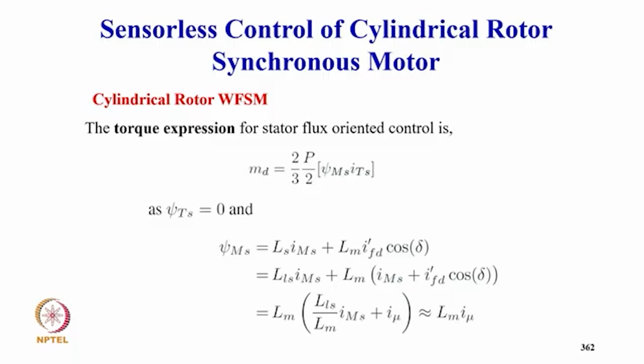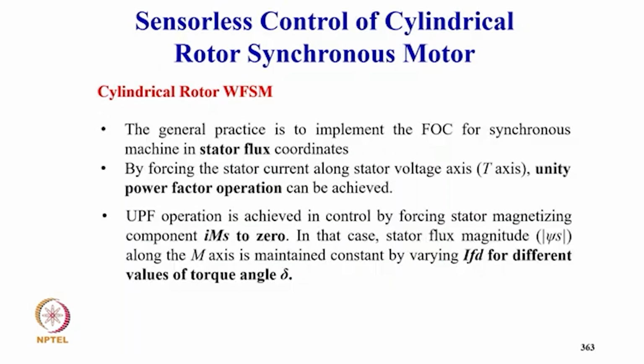And these are the equations. M equal to 3/2 times P/2 times I_ms into I_ts, and the derivation gives I_ms equal to L_m divided by L_s times (I_ms plus I_mu). Now coming to the cylindrical wound rotor machine, the general practice is to implement the field oriented control for the synchronous machine in stator flux coordinates, and by forcing the stator current along the stator voltage axis, unit power factor operation can be achieved, and UPF operation is achieved in control by forcing the stator magnetizing component I_m to 0.